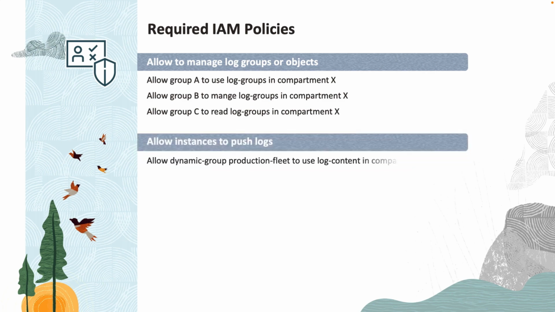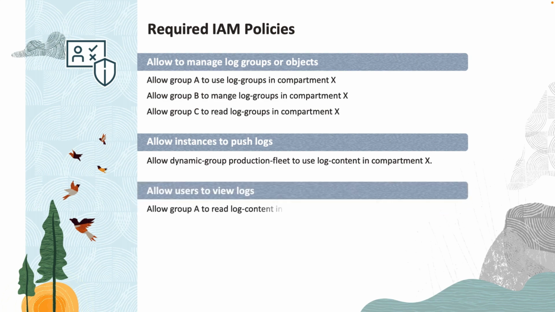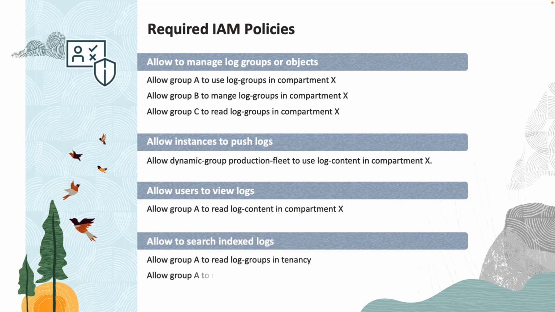To allow instances to push the logs, the instances need to have access to a configuration from the compartment. The log content controls this permission, and in this example, it is applied to a compartment X which is having those configurations. To view logs in the Search console, the following allow policy is required. These are two policies that are required to allow the group to read the log group and contents of the index logs at the tenancy level.